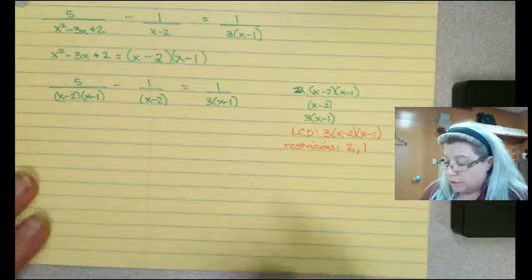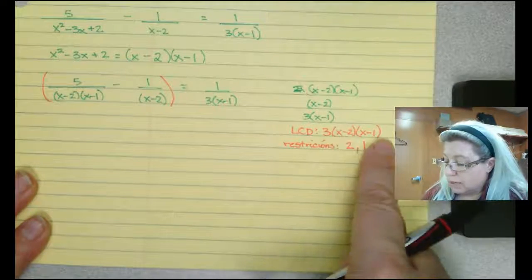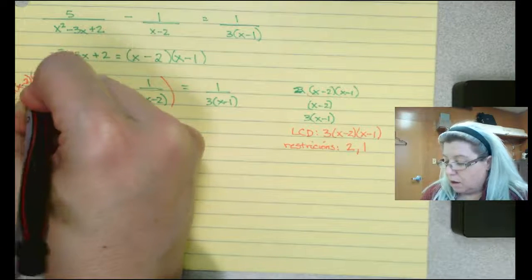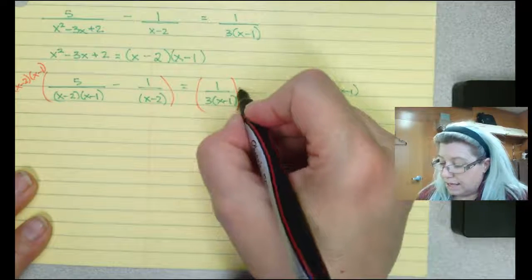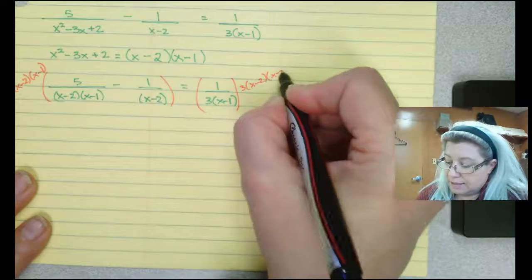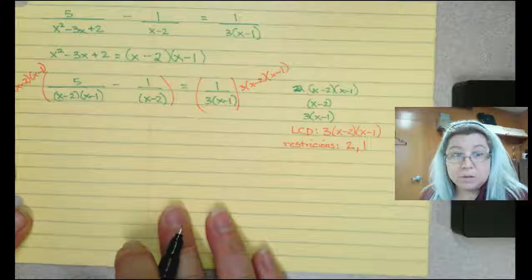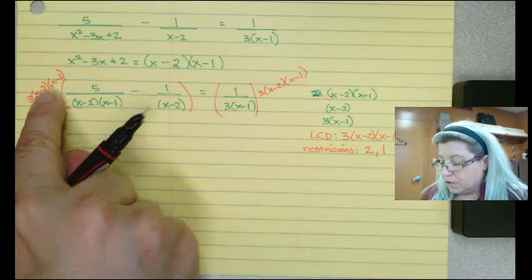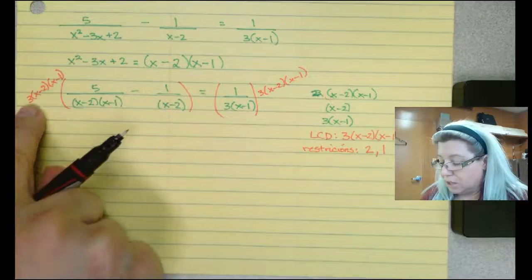Instead of rewriting this whole entire problem, I'm going to multiply by 3, x minus 2, x minus 1 on the left-hand side, and do the same on the right-hand side. Multiply by 3, x minus 2, x minus 1. All right, I'm going to do this a little bit quicker. 3, x minus 2, x minus 1. Well, the x minus 2, x minus 1 will cancel out, so that leaves me 3 times 5.